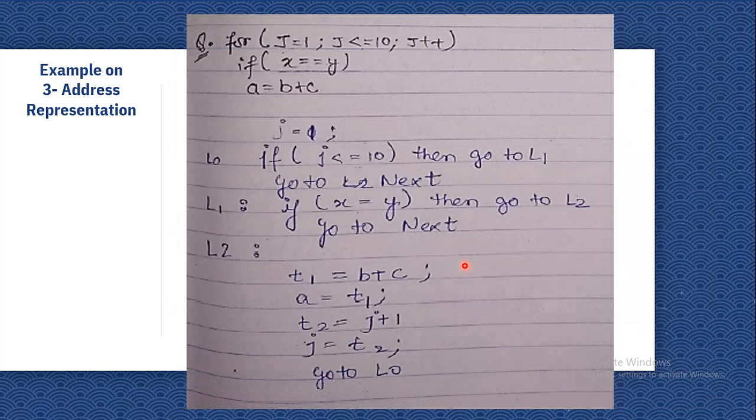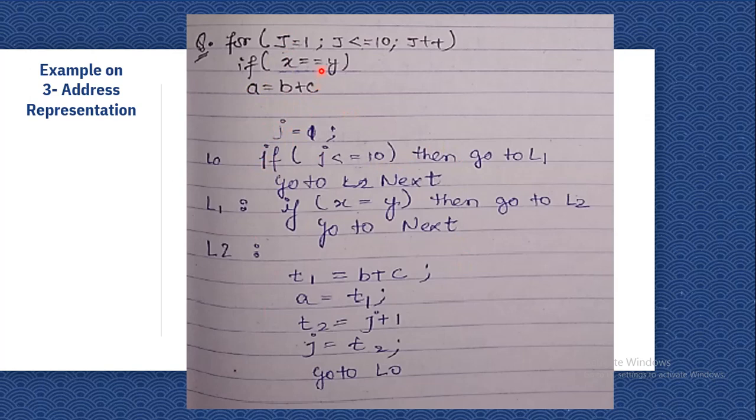Again, this is the question. The for statement with if statement: for j equal 1, j is less than or equal to 10, and j plus plus. If x equal y, a equal b plus c. Now we have to solve this question. We are storing the value 1 into j.